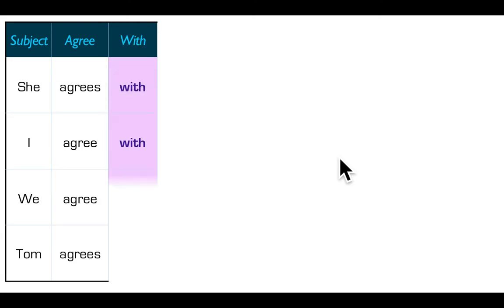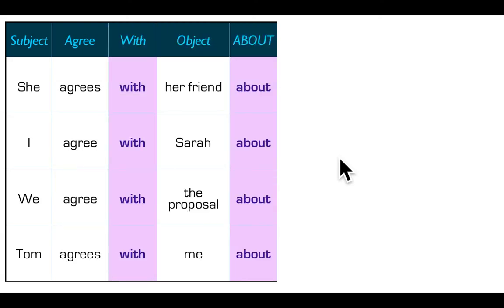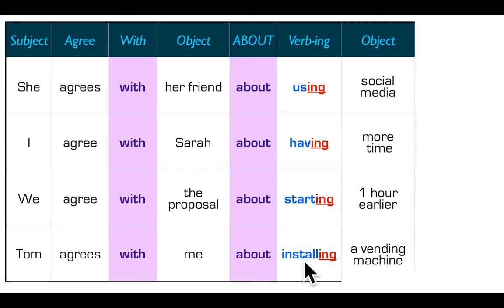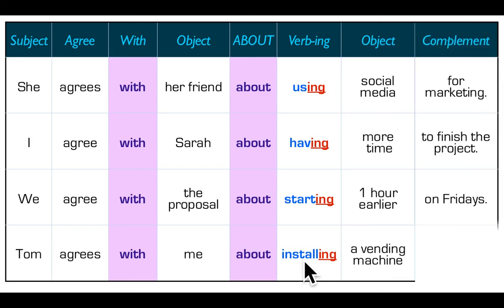If you want to agree about an action, that's no problem, but you'll put in verb ing after about. It must be verb ing. Any other verb form is incorrect. Then you'll add the object, what you're talking about, and a complement for more information.